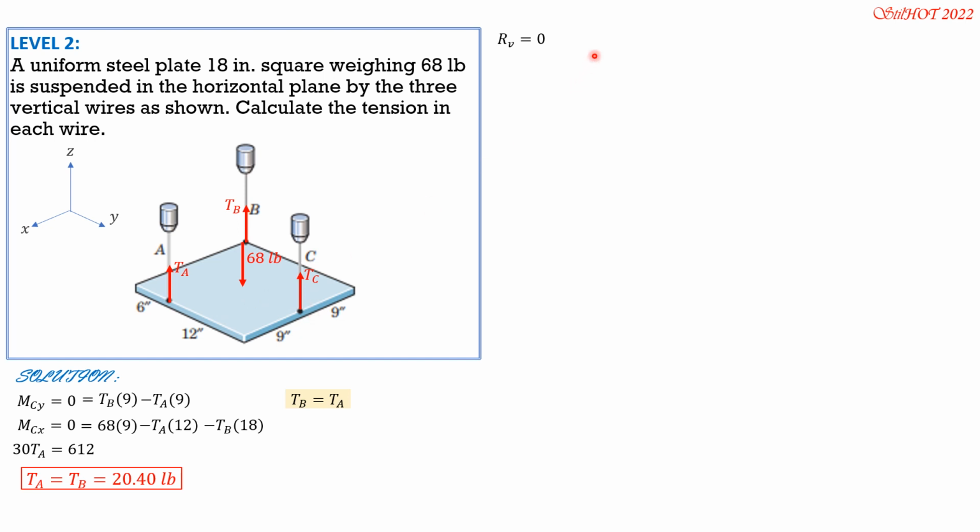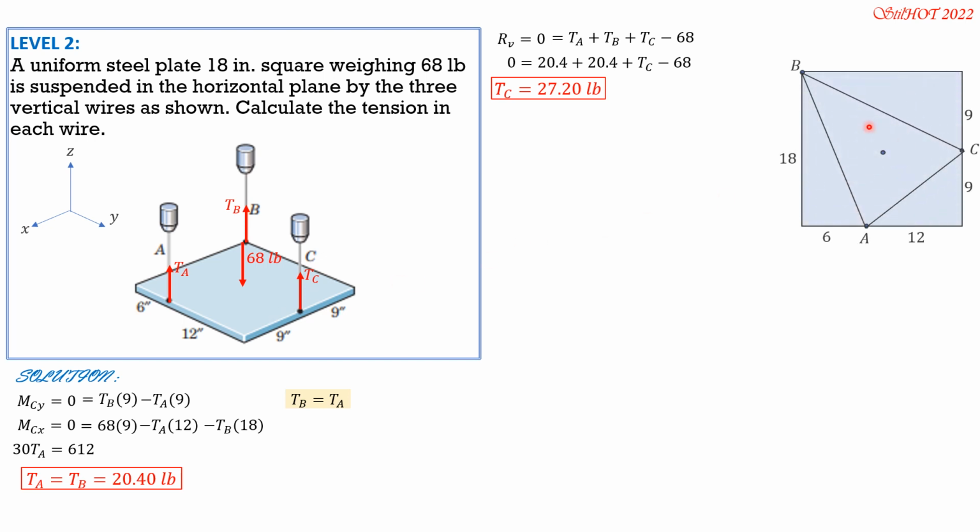So it is equal to tension A plus tension B plus tension C minus 68. So substitute 0 equals 20.4 plus 20.4 plus tension C minus 68. So tension C is 27.2 pounds. So that's the end supposedly. I'll extend the solution by another approach.